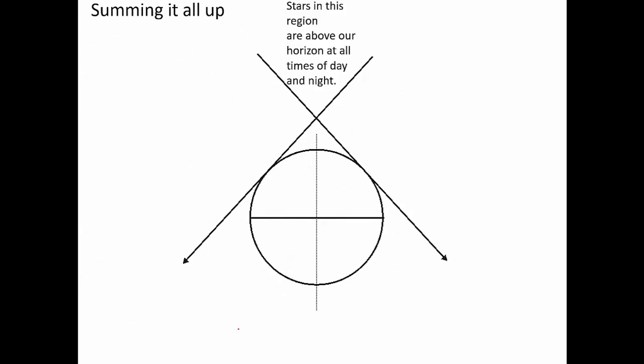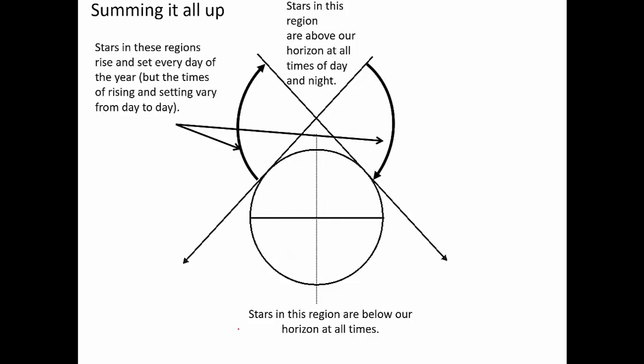Summing it all up, stars up there are above our horizon at all times of day or night. Those are the ones that, if we take a time exposure picture looking north, travel in complete circles and don't touch the horizon. And stars down there are below our horizon at all times. Those are the ones south of minus 43 degrees. And in between the two, they rise and set every day of the year. And we're going to learn about that. I'm going to have you do an activity with Stellarium, if you haven't already, where we'll investigate those things.